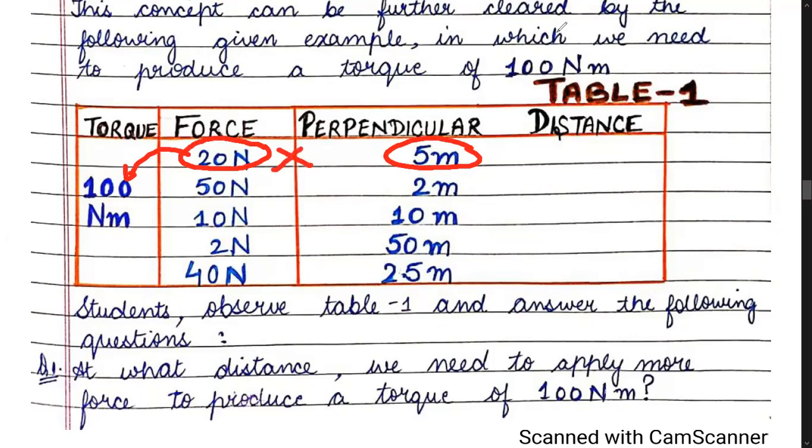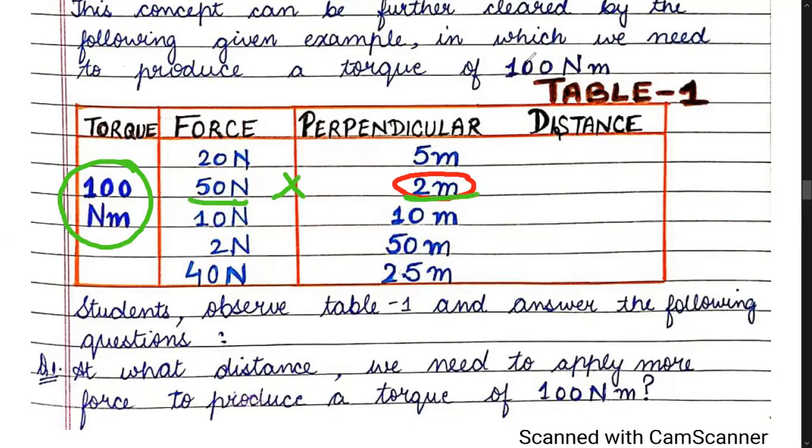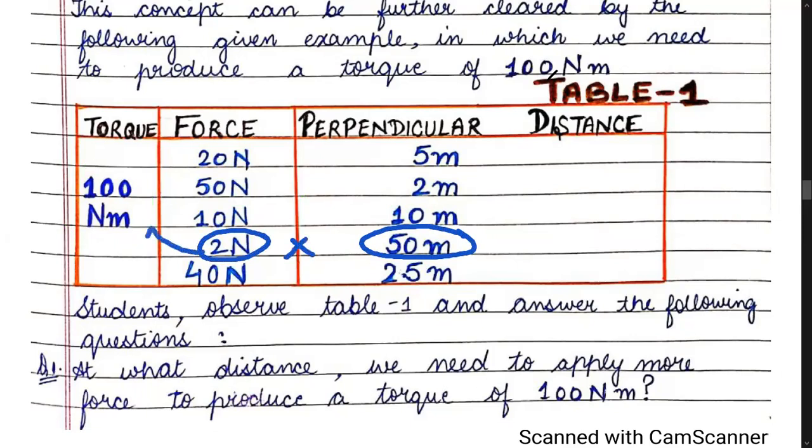Is it clear? Similarly, if R is 2 meter and I need an answer of 100, I have to apply a force of 50 Newton. 50 into 2 will give you 100. At a distance of 10 meter, I need to apply a force of 10 Newton to get 100. At a distance of 50 meter, how much force is required? I need to apply 2 Newton force, such that 2 into 50 becomes 100. Similarly, 40 Newton at 2.5 meter, so 40 into 2.5 will be 100 Newton meter.